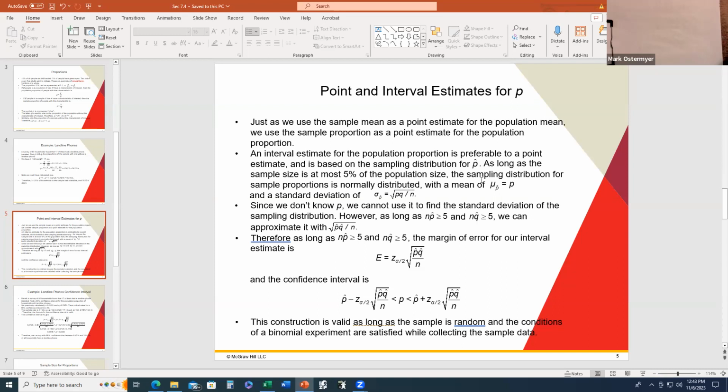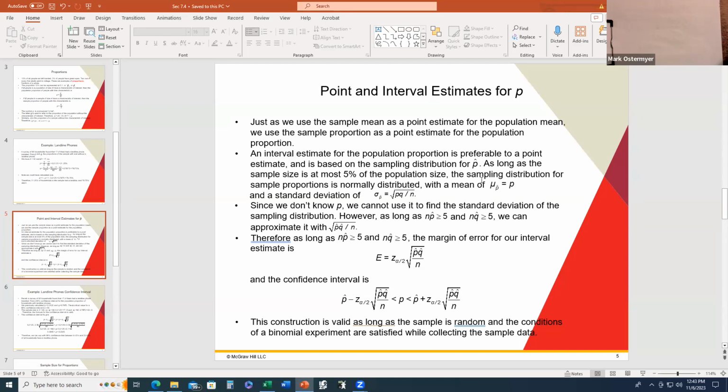So therefore, as long as n times p hat is at least 5 and n times q hat is at least 5, the margin of error for our interval estimate will be our z-variate, which comes from the standard normal distribution. And of course, our critical z-value depends upon our level of confidence, times the square root of p hat times q hat divided by n. That's your margin of error that will be used to build confidence intervals.